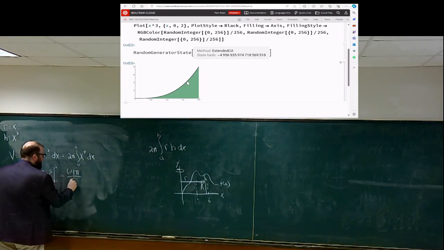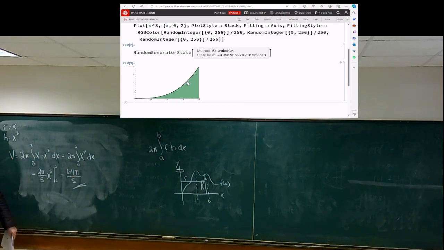You get 64 pi over 5, and compare that with what we did on Wednesday. Yeah, it seems a lot shorter. It's the exact same volume. We just have to worry about converting it into a function of y first.